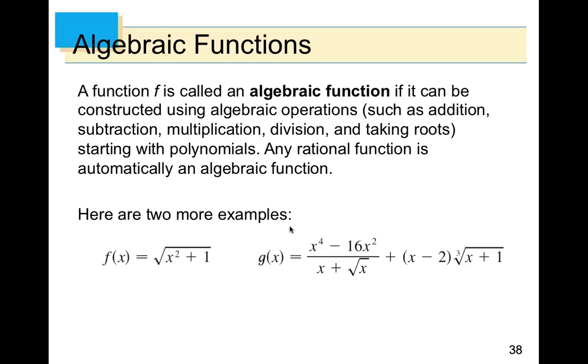So I have f of x is the square root of x squared plus 1, where we're combining a root function and a polynomial function. g of x is equal to x to the fourth minus 16x squared over x plus rad x, plus x minus 2 times the cube root of x plus 1. This is a really long one, a very complex function. We will probably not do anything with it, but it's just a demonstration of what an algebraic function is. It's constructed using basic algebraic operations: subtraction, division, roots, powers, used to create this new function.